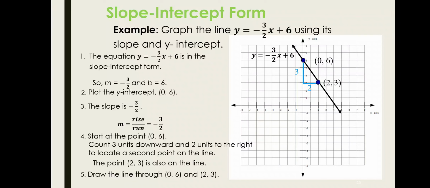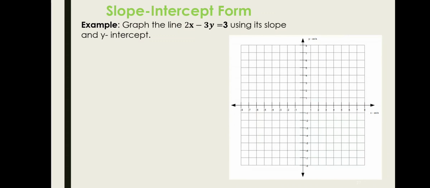As you can see, the line falls from left to right since the slope given is negative. For our second example, graph the line 2x minus 3y equals 3 using its slope and y-intercept. First, rewrite the equation in slope-intercept form. Why? Because 2x minus 3y equals 3 is in the form ax plus by equals c. So we have to rewrite the equation in slope-intercept form.